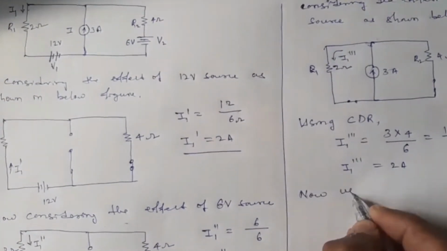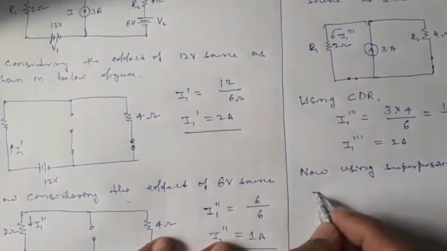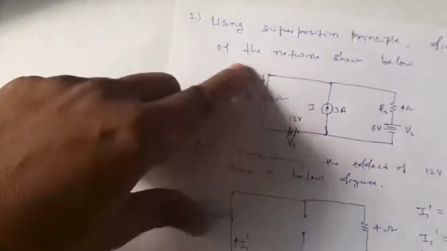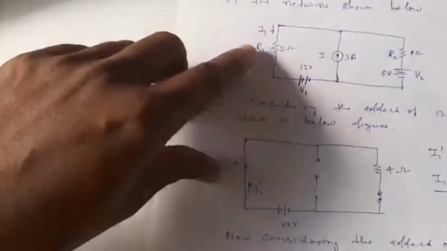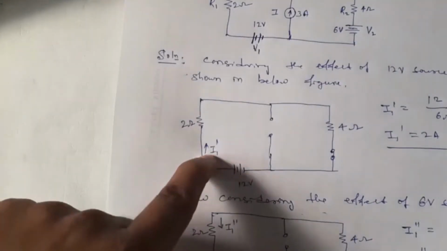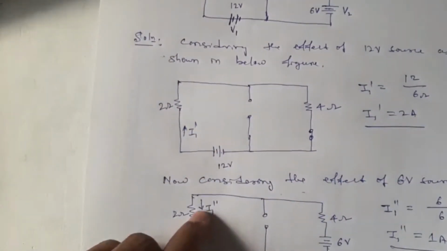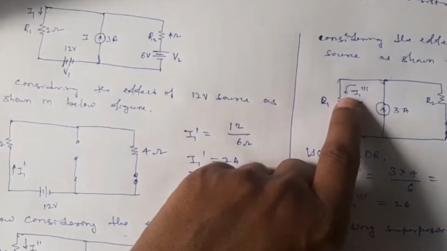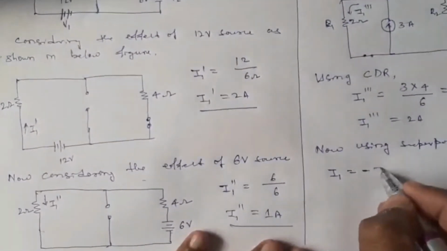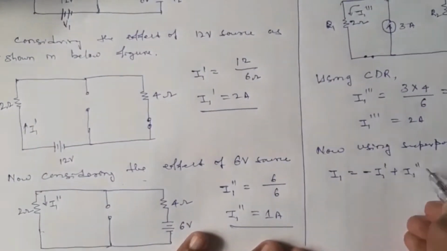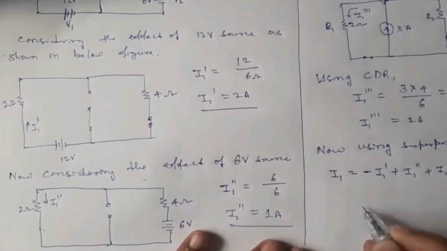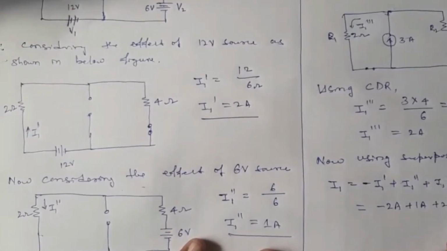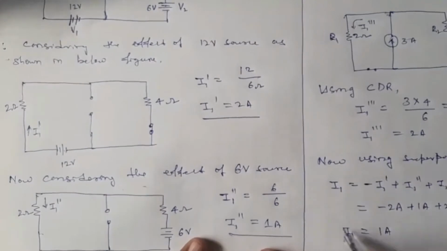Now using the superposition principle, I1 is equal to, so we are interested to find I1, that is this current. Look, dear students, I1 is downward, I1 dash is upward, because of that I consider this negative. I1 double dash is downward, I consider it positive. I1 triple dash is also downward, I consider it positive. So I1 will be minus I1 dash plus I1 double dash plus I1 triple dash, which is equal to minus 2 ampere plus 1 ampere plus 2 ampere, so it is equal to 1 ampere. So I1 is 1 ampere.